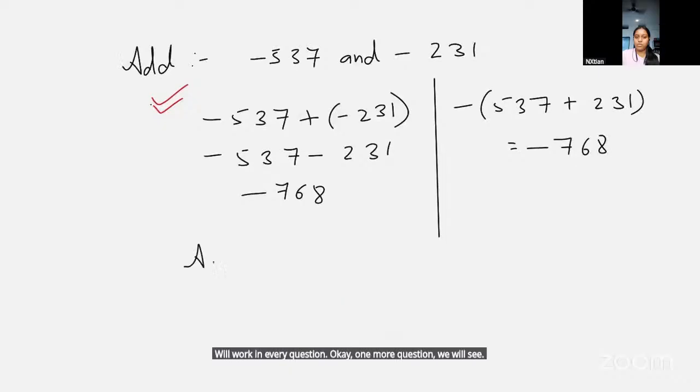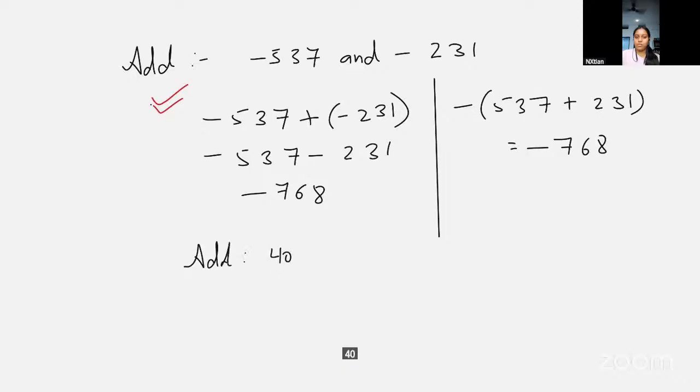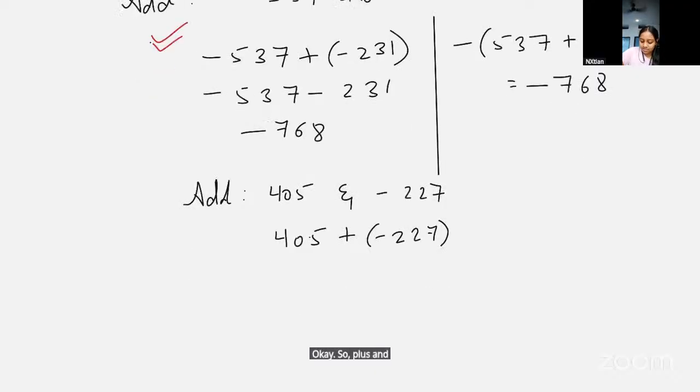Add 405 and minus 227. So we will write it as 405 plus minus 227. Okay. So plus and minus becomes minus. So I can write it as 405 minus 227.